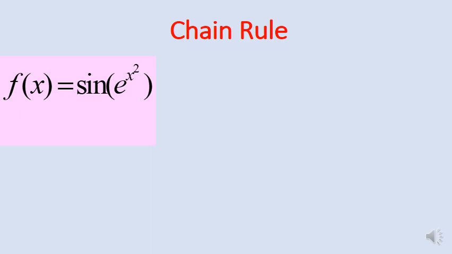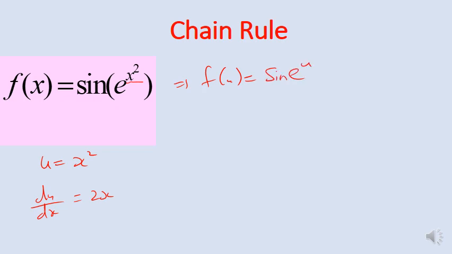So the first thing is the innermost function. That's what I like to call it. The innermost function is x squared. So let u equal x squared. If u is x squared, then you've got sine of e to the u. Not pretty. Sine of e to the u. If I let u equal x squared, what is du dx? du dx is going to be 2x.